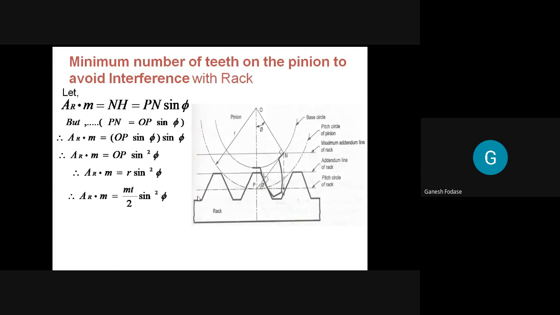this T is equal to twice AR upon sine square phi. So this is your expression for the minimum number of teeth on the pinion to avoid interference when it is in mesh with a rack. So similar to the pinion and wheel, we also see an expression for rack and pinion.